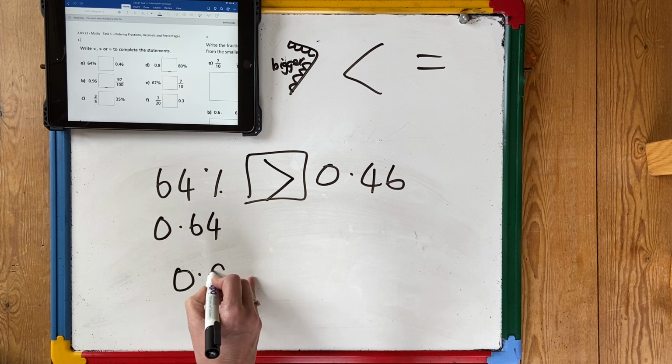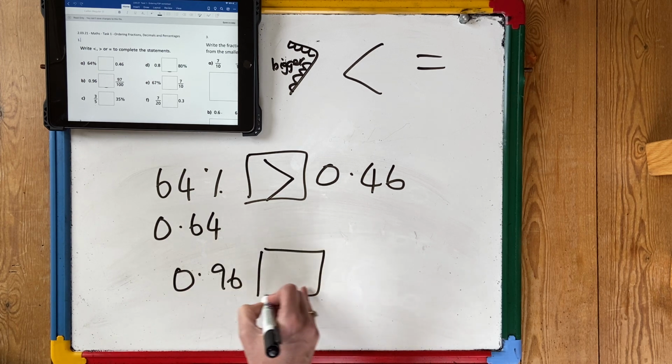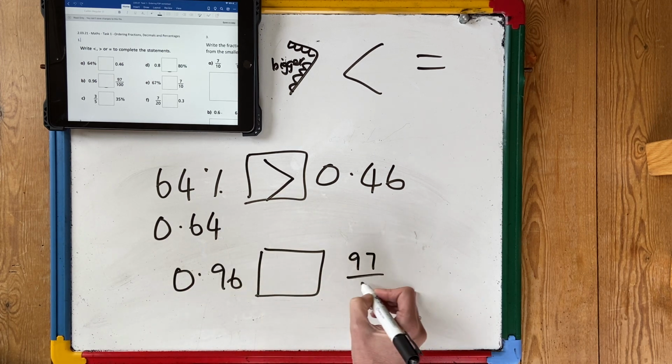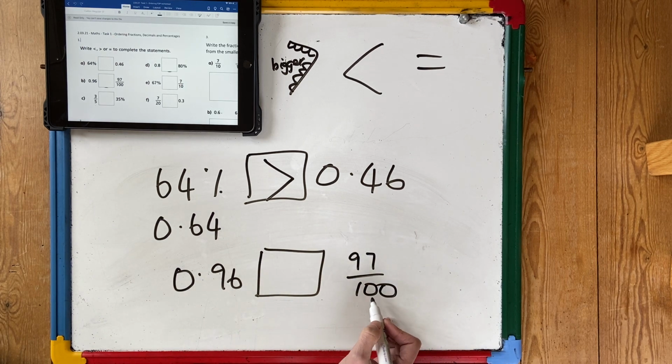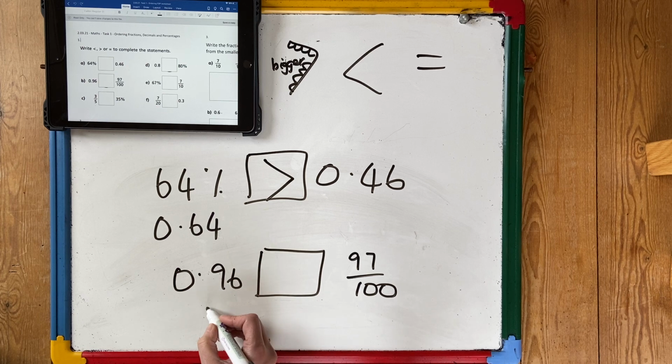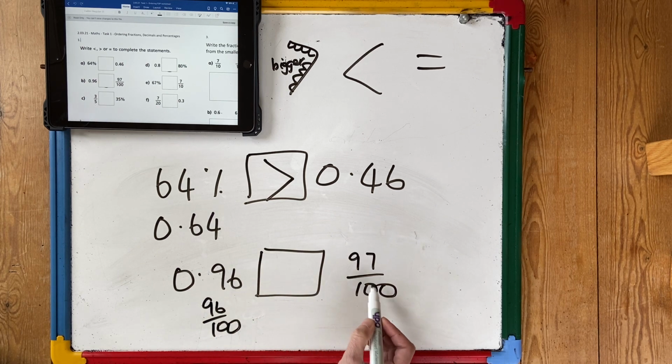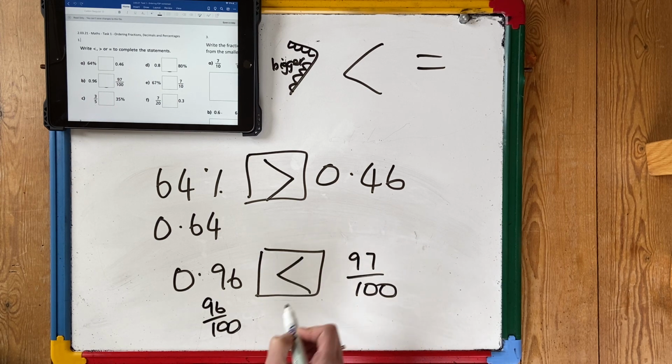B, 0.96, is it more or less than 97 hundredths? So what is 0.96 in hundredths? 96 hundredths. So the biggest value is 97 hundredths, and so on.